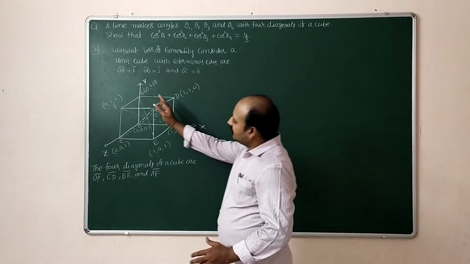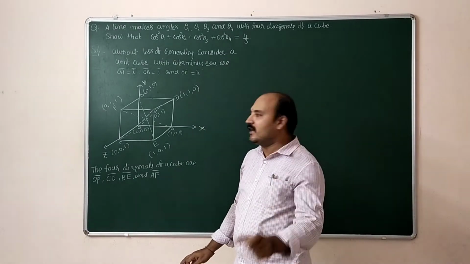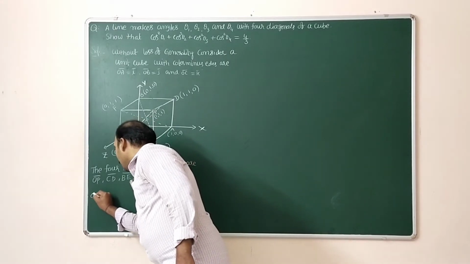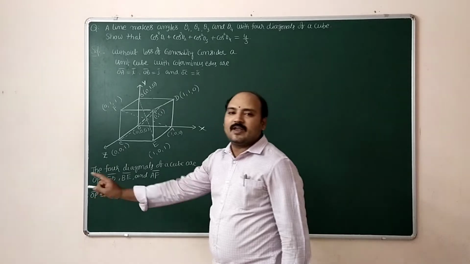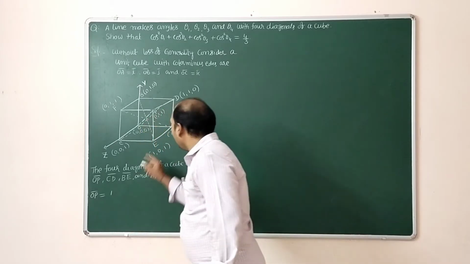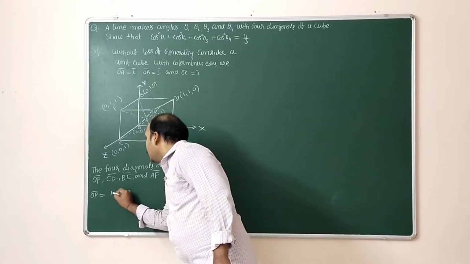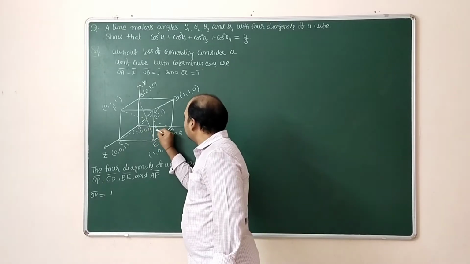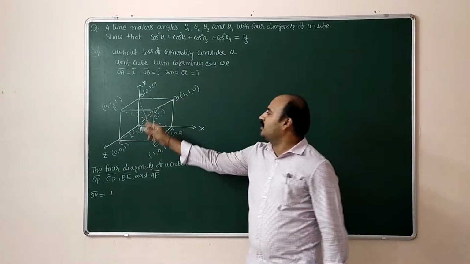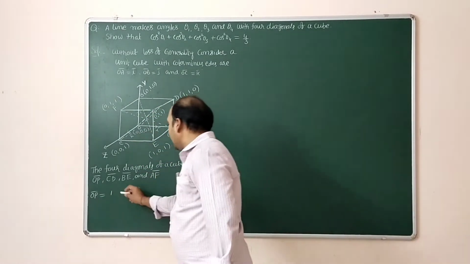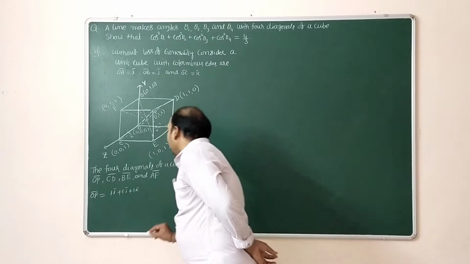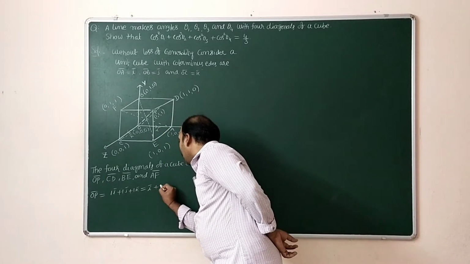First, one by one, you can calculate the vectors of these diagonals. The OP diagonal, the vector OP: OP bar equals P minus O, so 1 minus 0, 1 minus 0, 1 minus 0. Here this is I bar, this is J bar, this is K bar. So OP you can write as 1 into I bar plus 1 into J bar plus 1 into K bar. That can also be written as I bar plus J bar plus K bar.